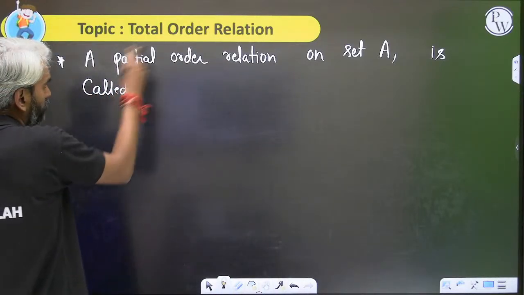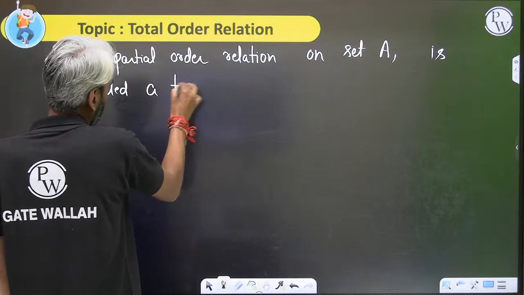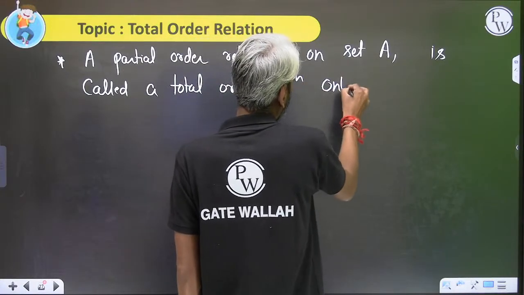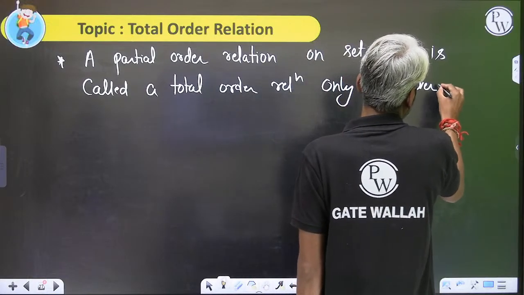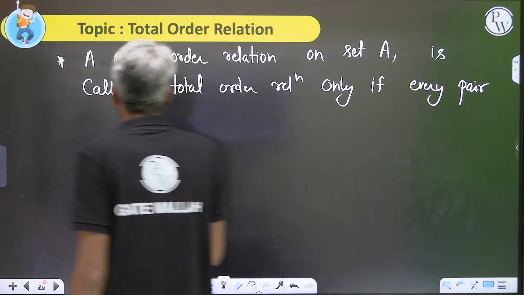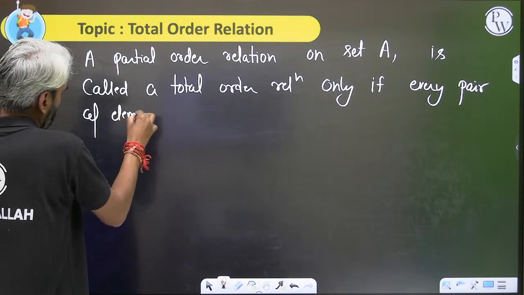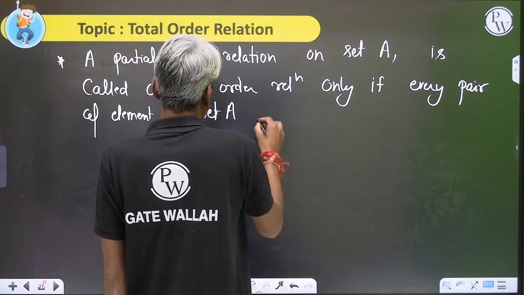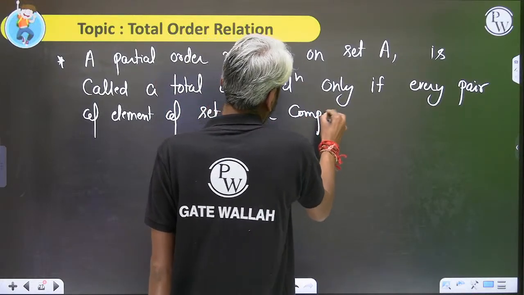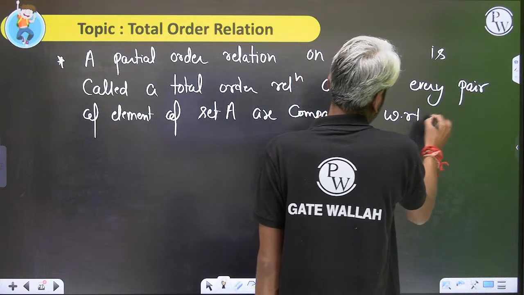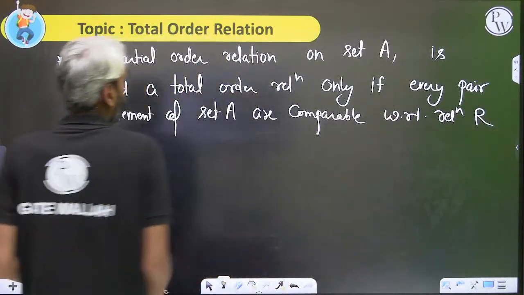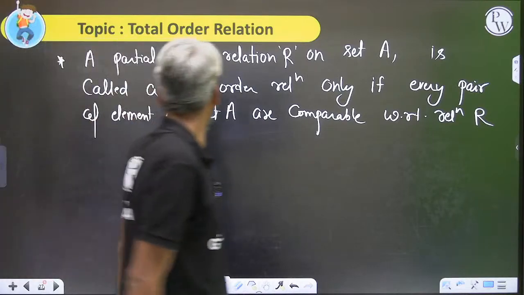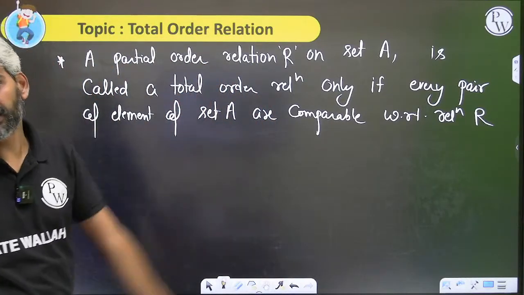This year they asked a very good question on total order relation. It's called a total order relation only if every pair of elements of set A is comparable with respect to the partial order relation R. A partial order relation R on set A is called a total order relation if every pair of elements of set A is comparable with respect to relation R.